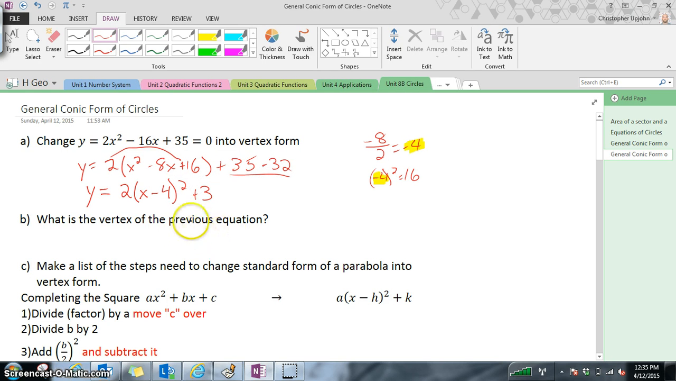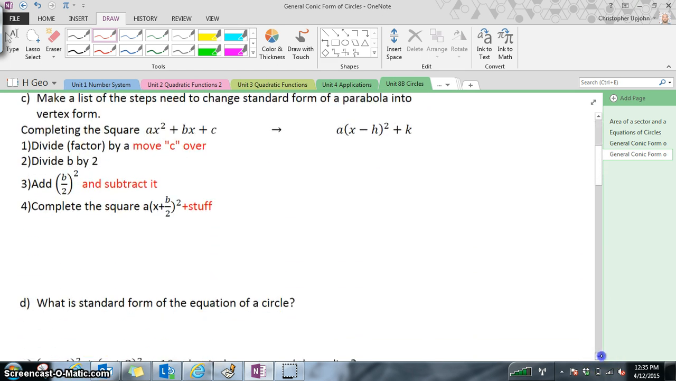So what is the vertex of this previous equation? Remember that this form is a times x minus h squared plus k. So h, our x coordinate, is the opposite of what we see there, and k is the exact same thing, so that's our vertex. Similar to what we're going to see with circles.